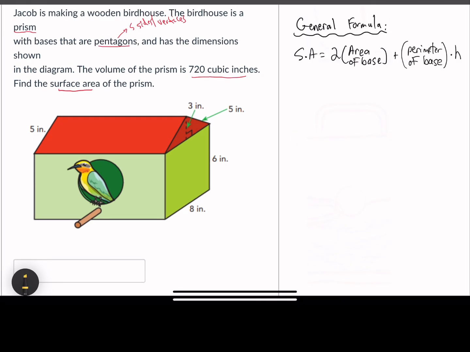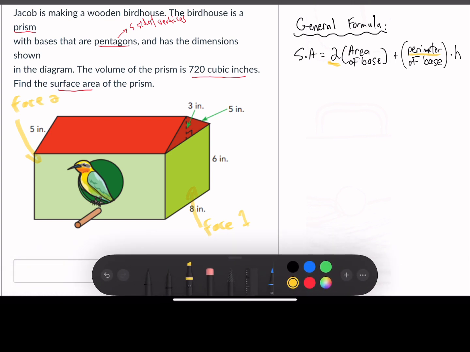The general formula for the area of a prism is 2 multiplied by the area of the base, and the reason why it's 2 is because remember that there are faces on each side, right? So face 1 and then of course face 2, so we need the 2. Multiplied by the area of the base plus the perimeter of the base multiplied by the height. Now the problem is we don't have the height, and so we're going to need to solve for this.